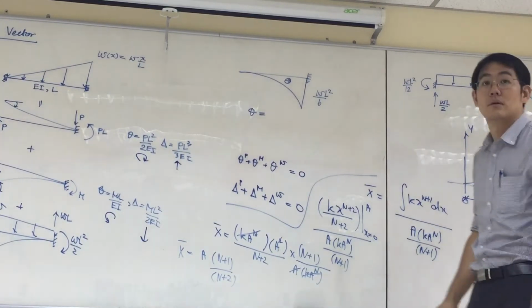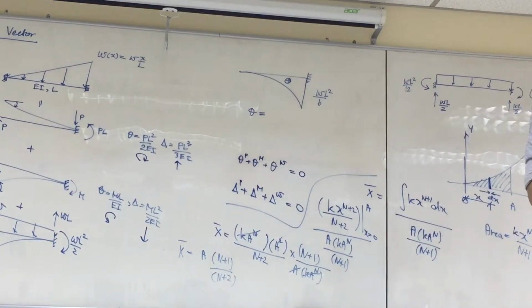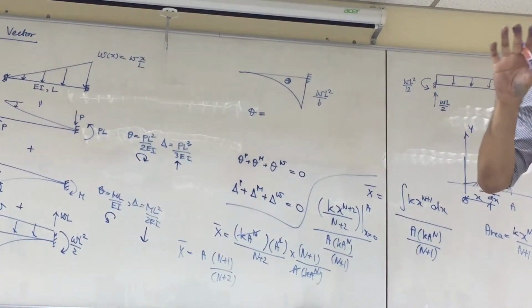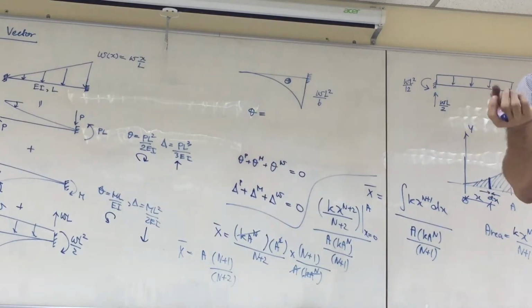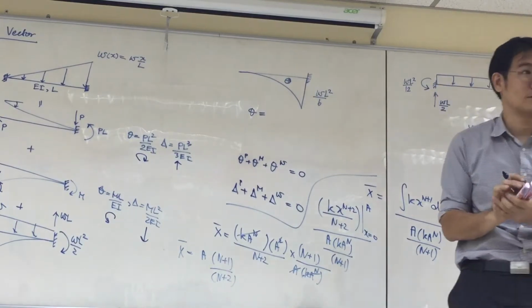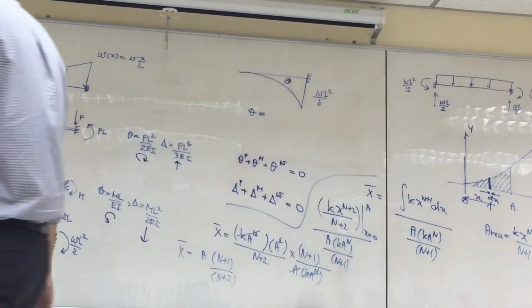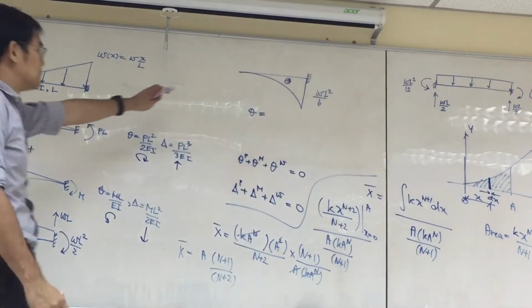You know the value of n. You know the function. Rectangular function, n is equal to 0. Triangular, linear, 1. It's a polynomial, right? The degree of the polynomial.